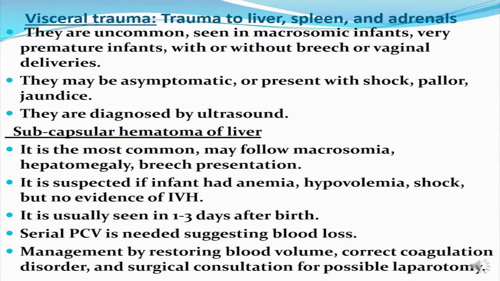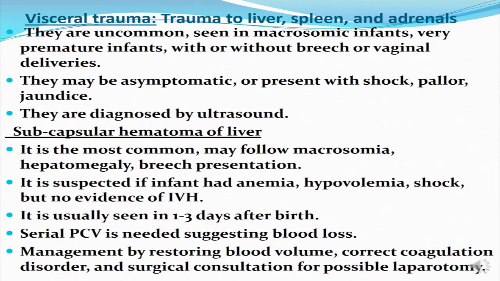Subcapsular hematoma of the liver is the most common type of visceral trauma, and it may follow macrosomia, large for gestational age babies, or hepatomegaly, or occur during breech presentation and delivery. It is suspected if the infant has anemia, hypovolemia, shock, and there is no evidence of intraventricular hemorrhage and no other external bleed.